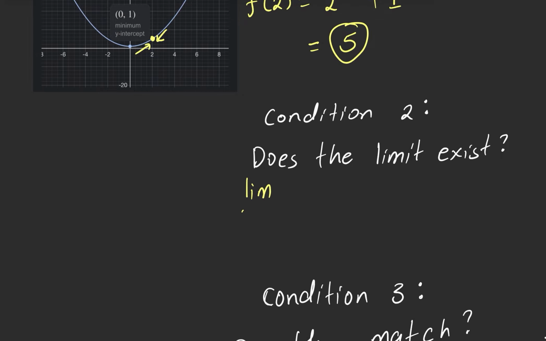So the limit as x approaches 2 of f of x would be, I substitute 2 in, 2 squared plus 1, which gives me 5.